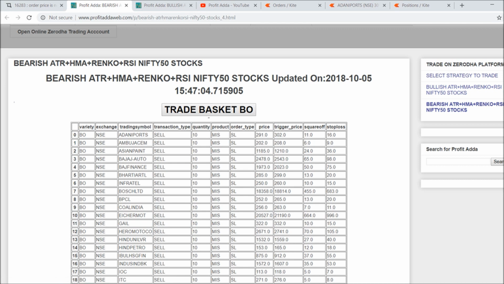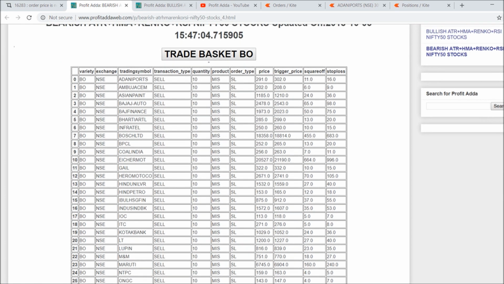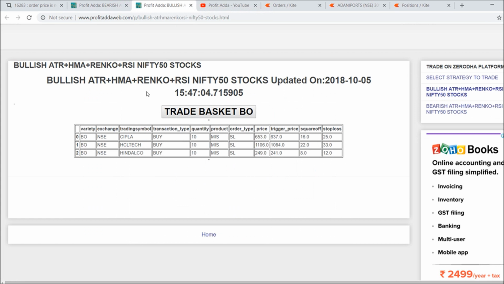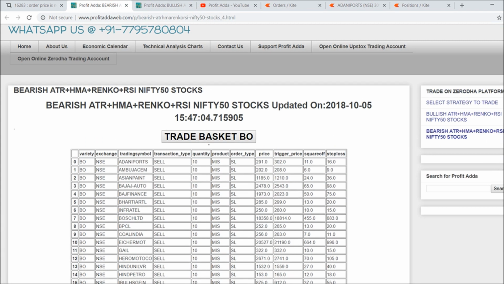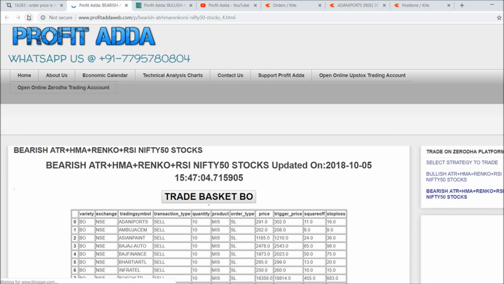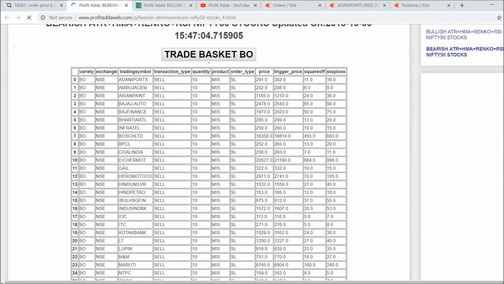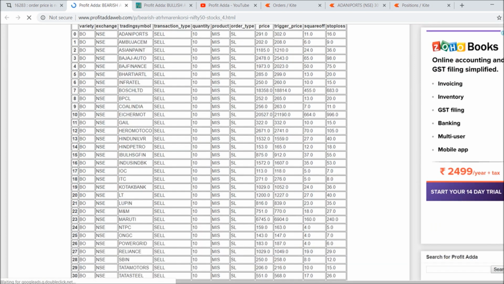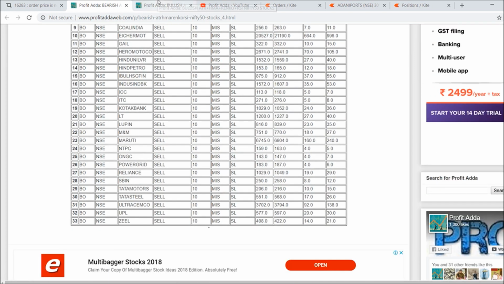Around that time there were some 31 stocks in sell and some 4 to 5 stocks in bullish. If you go to your right hand side, these 2 things will be available, which you can utilize for your trade, whether to go bullish or bearish. As per that you can utilize it.